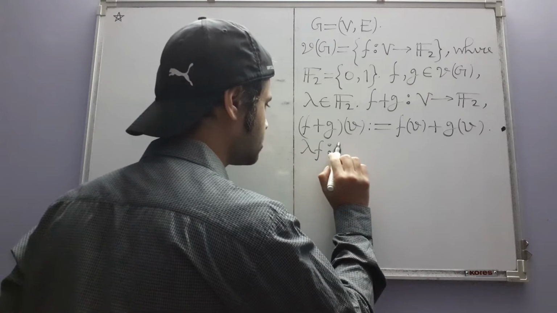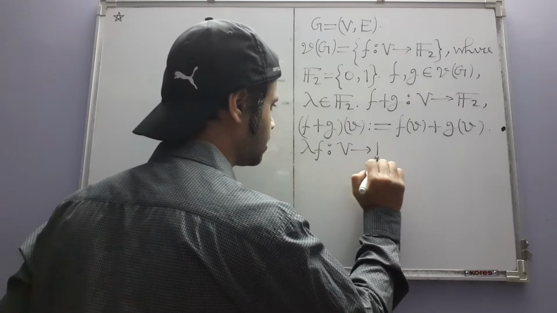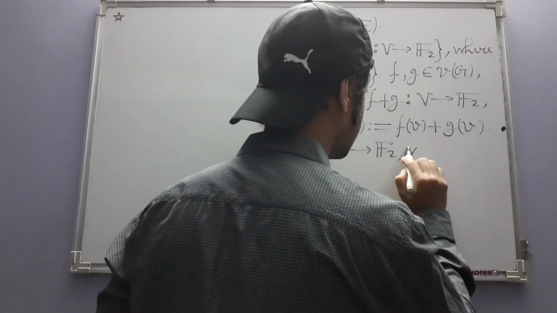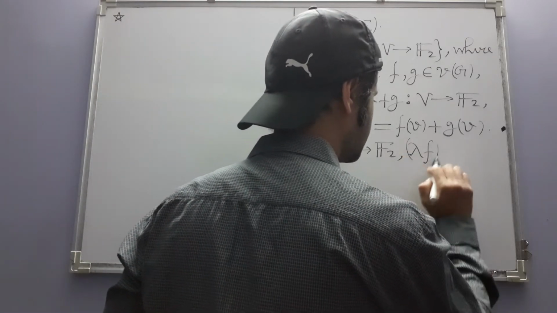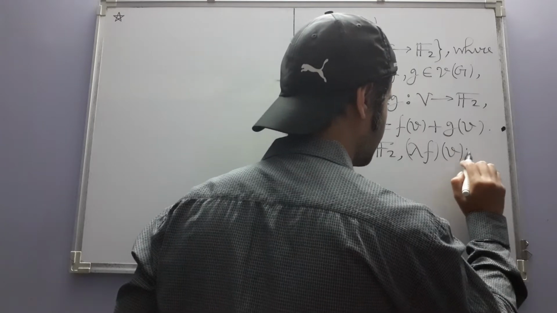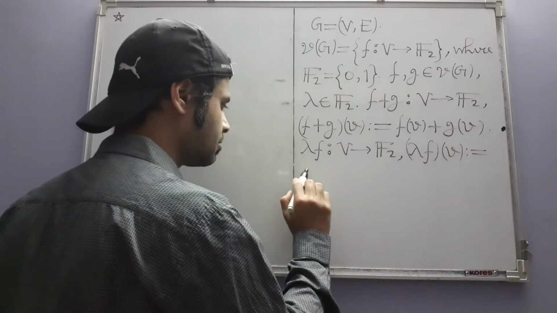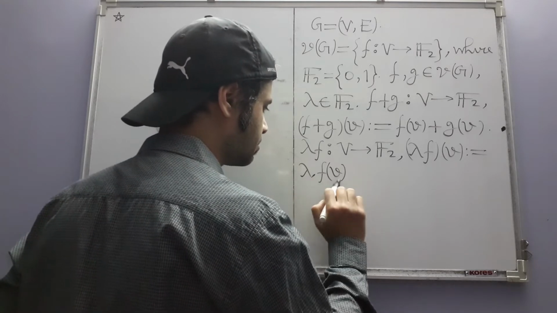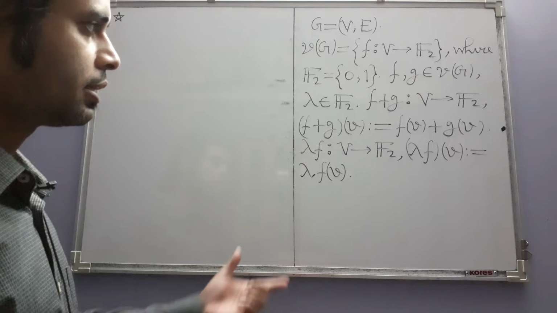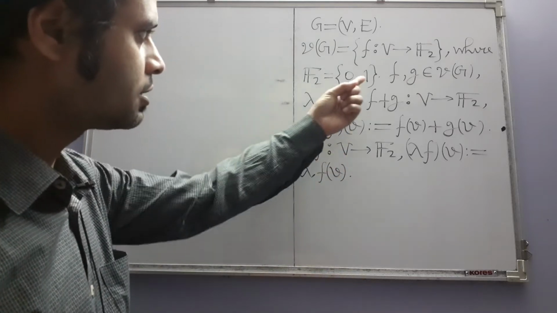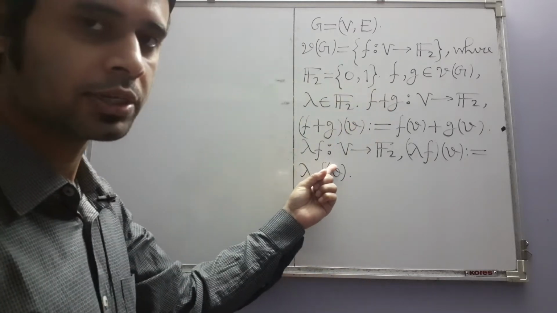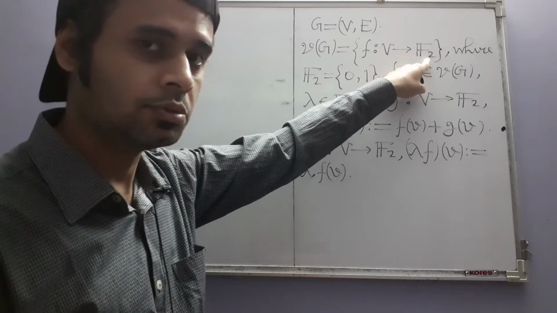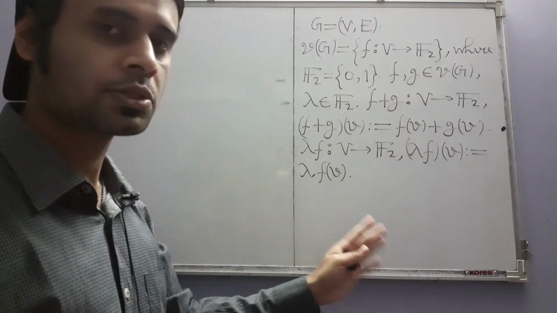lambda f is that function from V into F2 whose rule is defined like this. Evaluating lambda f at v means taking the product of the scalars lambda and f of v. And it turns out that under these two operations, with this as addition and this as scalar multiplication, nu of G becomes a vector space over the field F2, and this is the vertex space of the graph.